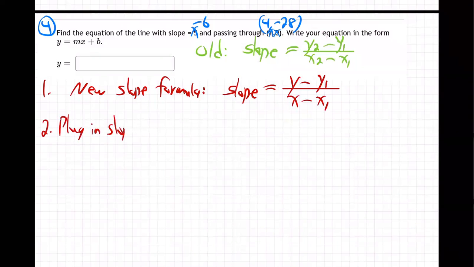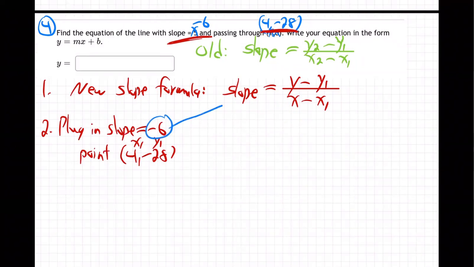Okay, and step two, plug in the slope, equals -6 from right here. And the point, (4, -28) from right here. And that's your x1 and your y1. So plug those in. So let's do that.